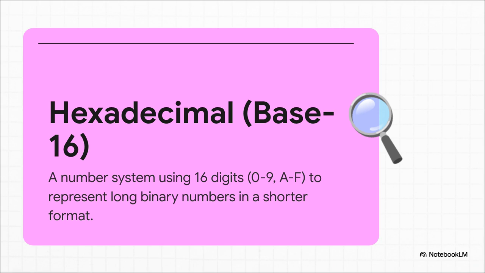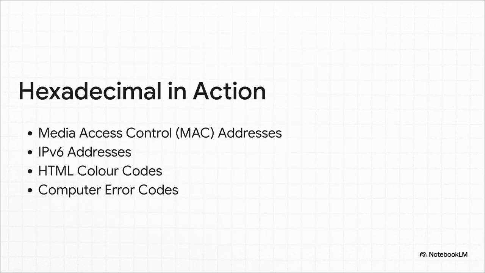It's the ultimate shorthand. And you've definitely seen hexadecimal out in the wild, even if you didn't know what it was called. It's used to define the exact shade of blue or red in web design. It's in those weird error codes your computer sometimes spits out. And it's absolutely fundamental to how the internet works, like in MAC addresses that identify your device or the IPv6 addresses that route all the data across the globe.